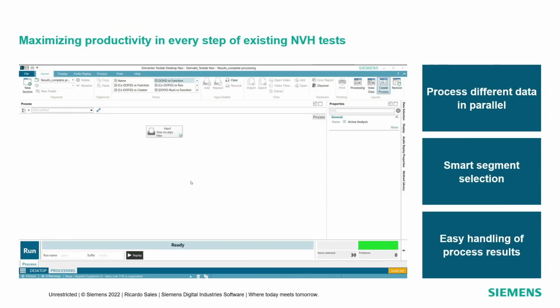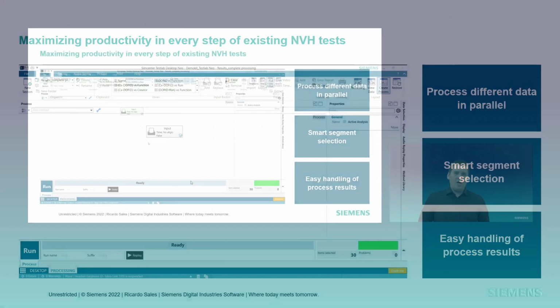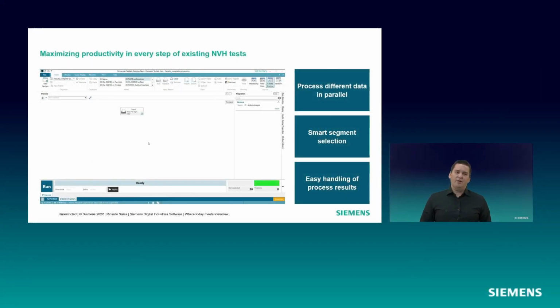So in this first part, we saw how we can process different data in parallel in Process Designer. Also, which is very important in this case with a big amount of data, is the smart segment selection. We can do real data mining and make sure that only the segments of interest are processed. We also optimize this phase, and also the easy handling of the process results in folders, as I showed in the end.